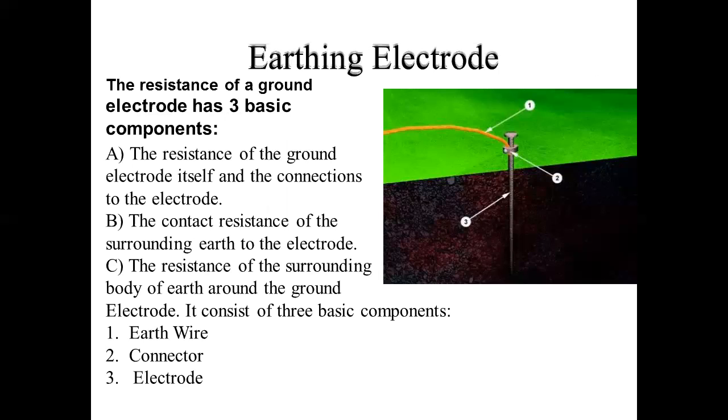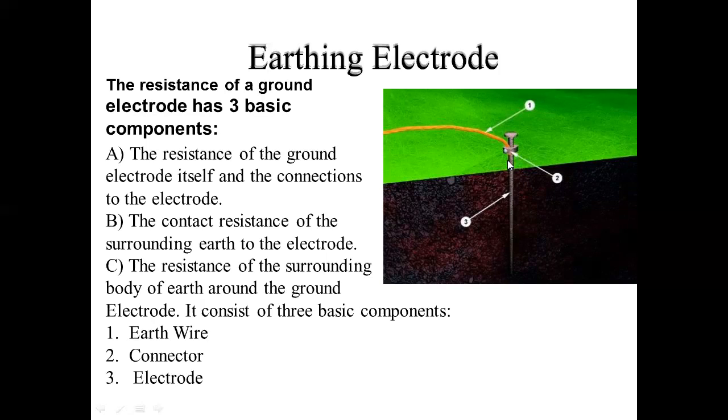So first, let's discuss what an earthing electrode is. See this image. This is the earthing electrode. Number one indicates the earth wire, the second indicates a connector, and the third is the electrode. The electrode may be a copper plate electrode, or you can take a pipe for pipe earthing, or a rod for rod earthing.